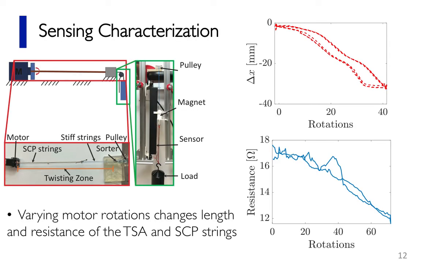Before the characterization of our ward, it was necessary to validate the sensing performance of the sensors. Specifically, here we show the performance of the SCP strings both for length change and resistive change when used as TSA strings. As shown, varying motor rotations in the setup above result in change in length and resistance of the TSA and SCP strings. Since the FSR is widely available, the sensing and calibration setup is not shown.